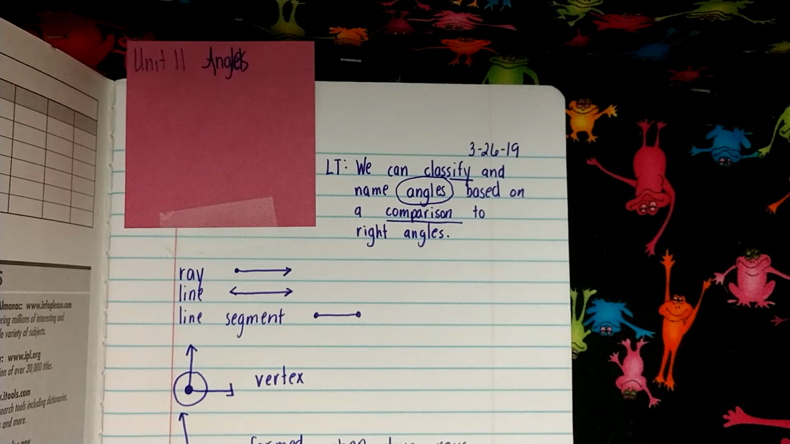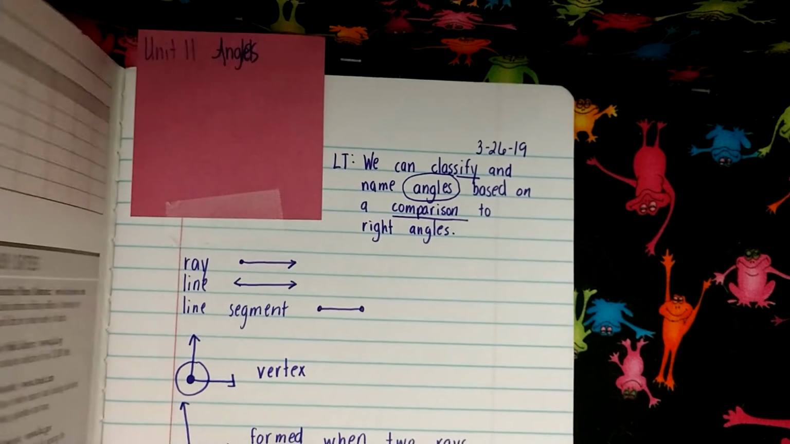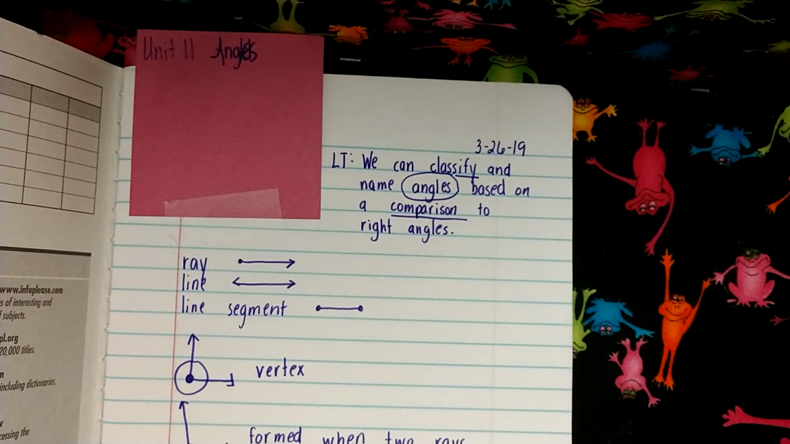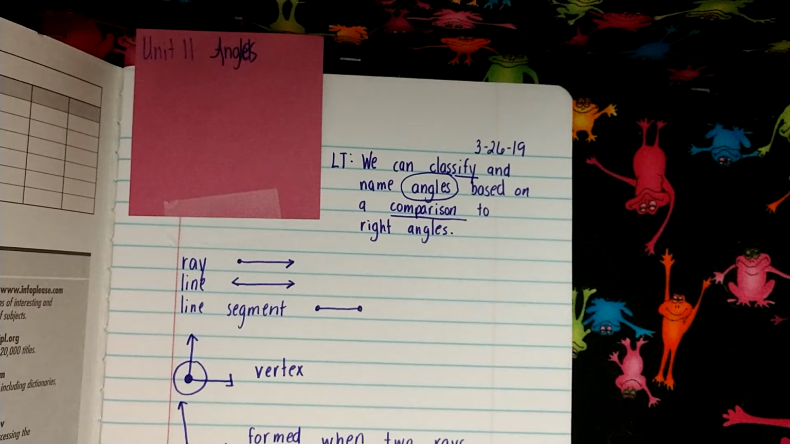We also did acute angle, which is less than 90 degrees. We talked about an obtuse angle, which is greater than 90 degrees. And we talked about a straight line, which is equal to 180 degrees.